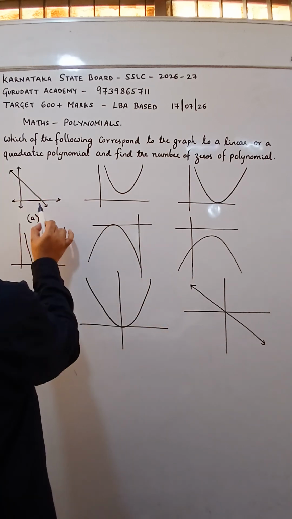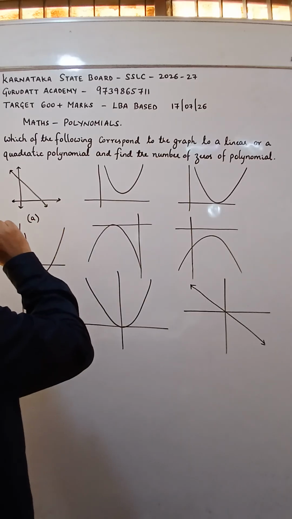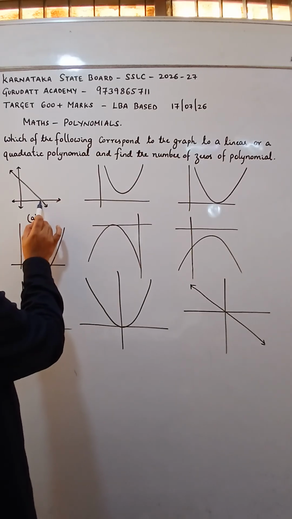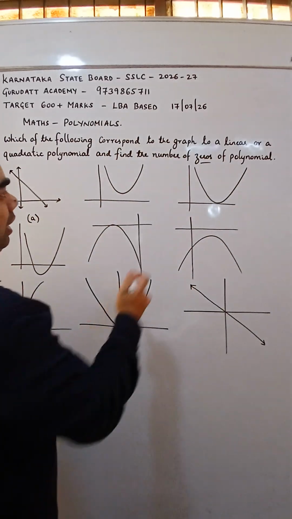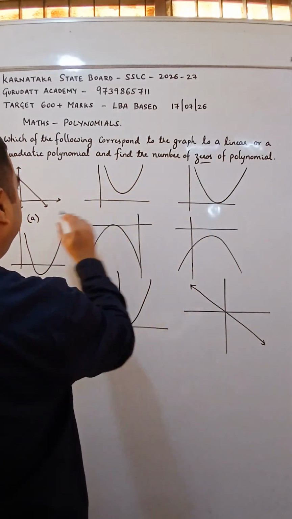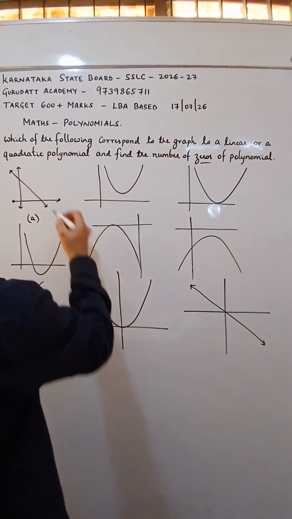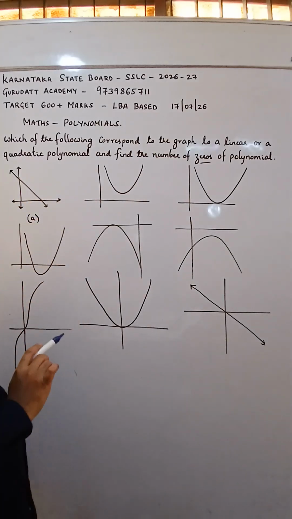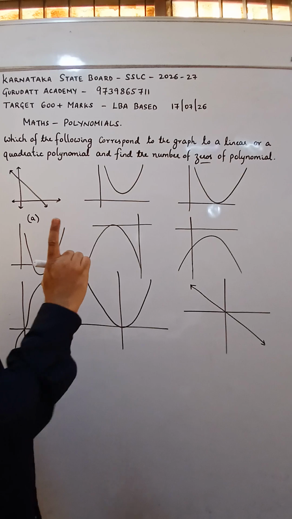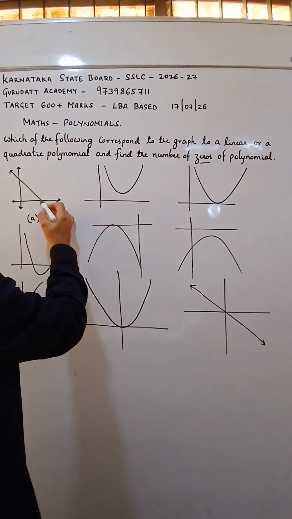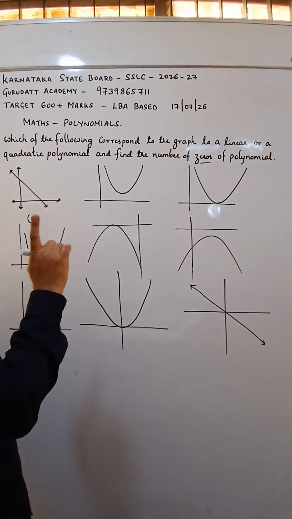So wherever the curve, and even a straight line is a curve, meets the x-axis becomes the zero of the polynomial. Please understand that. The zero of the polynomial is the point or coordinate where the curve touches the x-axis. This graph represents a linear polynomial, and it meets the x-axis at only one point, so this curve has one zero.